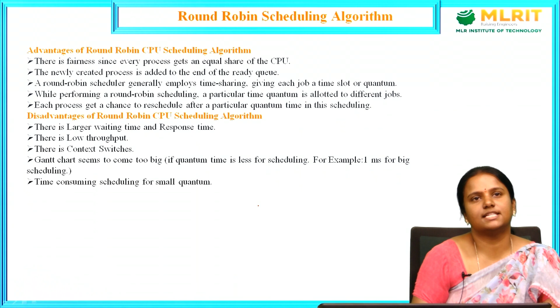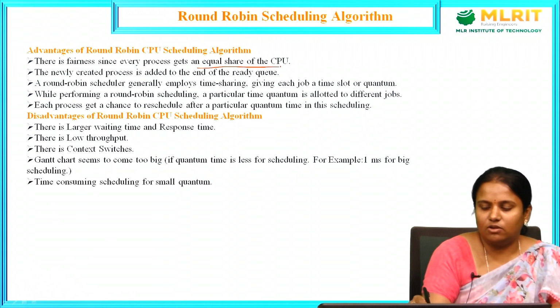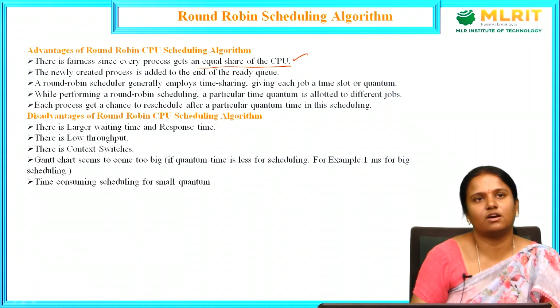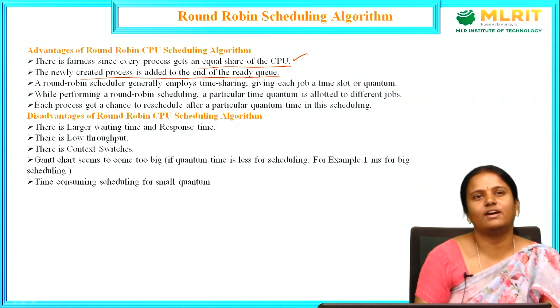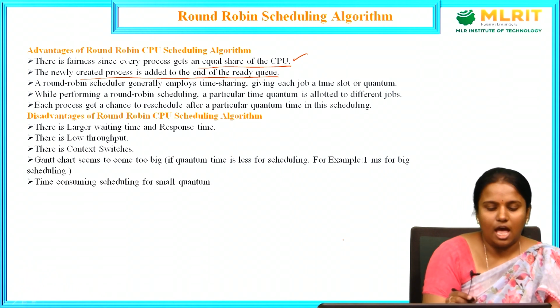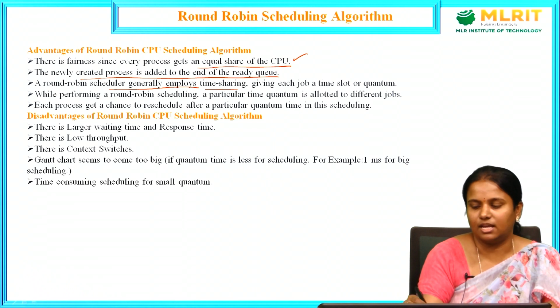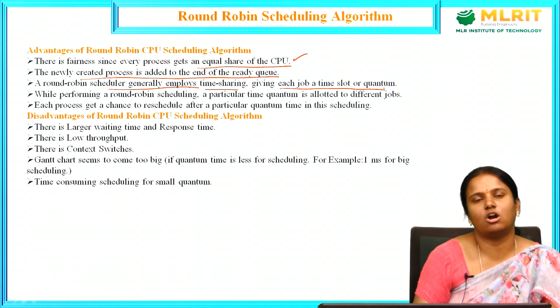So what are the advantages and disadvantages of round-robin CPU scheduling? There is fairness, since every process gets an equal share of the CPU. Each and every process gets an equal share of the CPU. A newly created process is added to the end of the ready queue. The ready queue is first in, first out. A round-robin scheduler generally employs time sharing, giving each job a time slot or quantum.